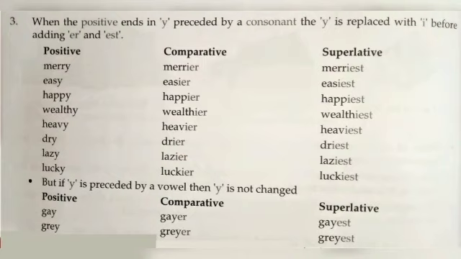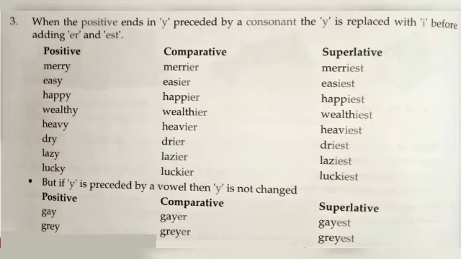So let's see the example thoroughly. In the positive degree, we have the first one, Mary. You can see Y is there, and before Y we have a consonant. Let's come to the comparative. In comparative, how has this word changed? We have removed Y. As I have told you in point 3, if we have the word ending with Y and before that we have a consonant, then we will remove Y, and in that place we will add I, and then we can add ER to make the comparative and in the same manner EST to make the superlative.